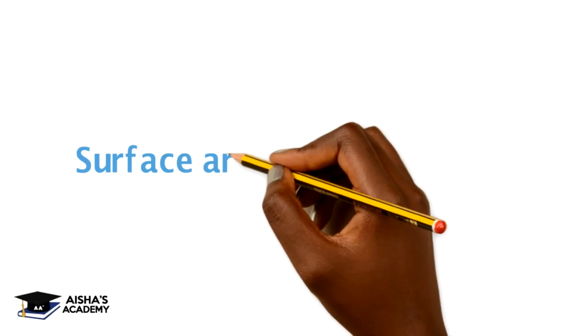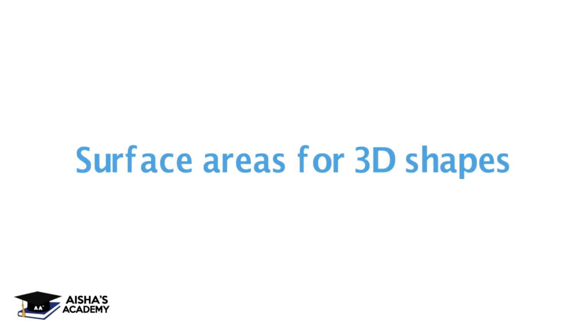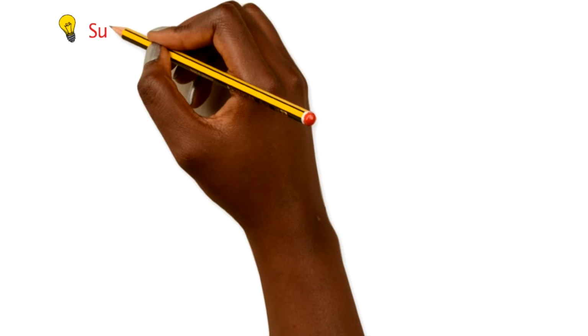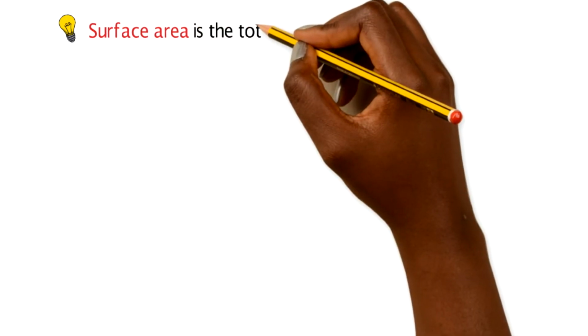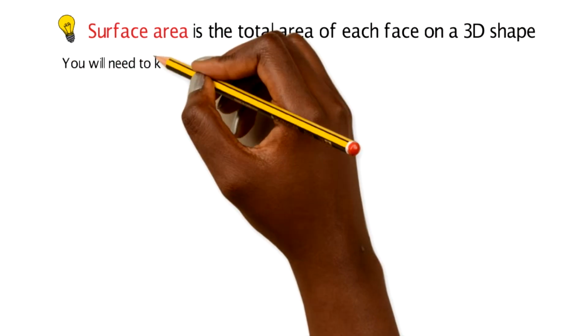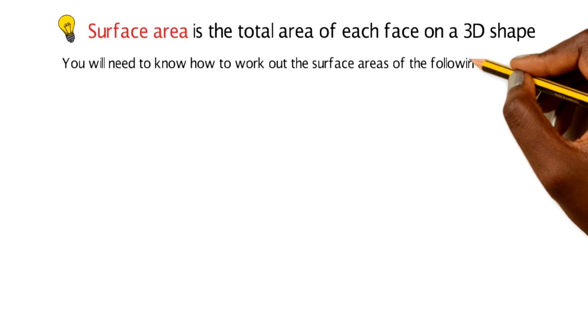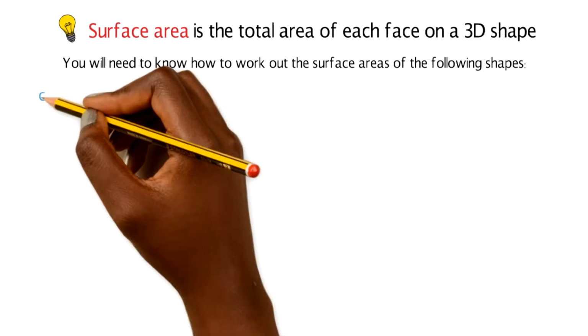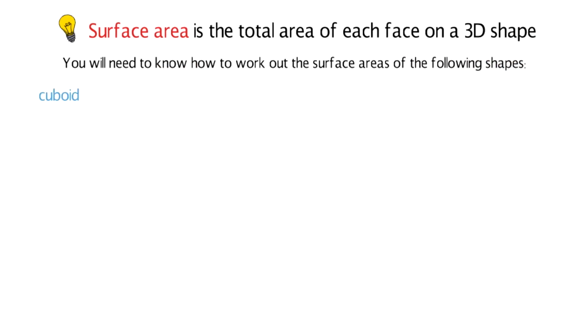And in today's video we're going through surface areas of 3D shapes. So firstly, when it comes to the surface areas of certain shapes, surface area is the total area of each face of a 3D shape. And you'll need to work out the surface areas of the following shapes in your exams.